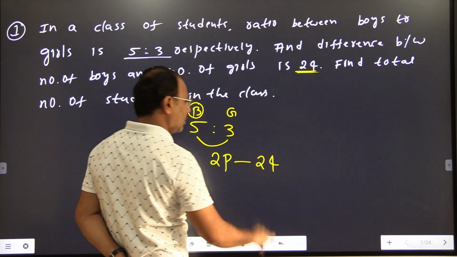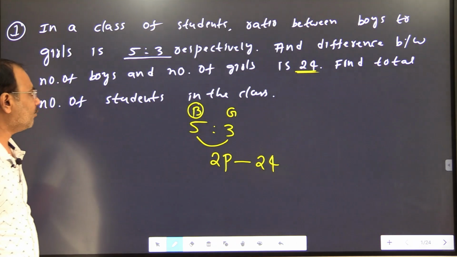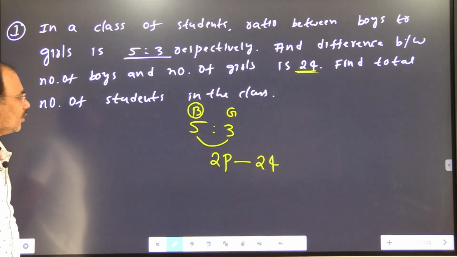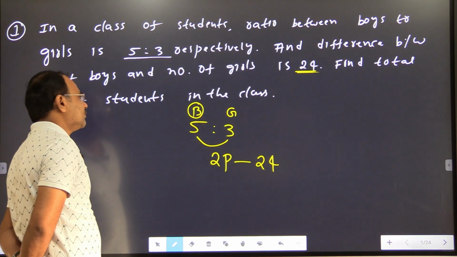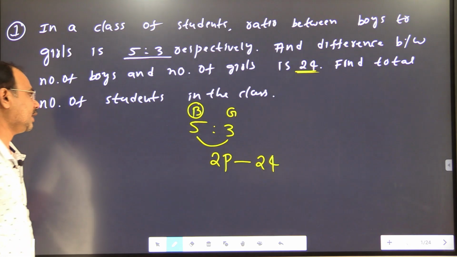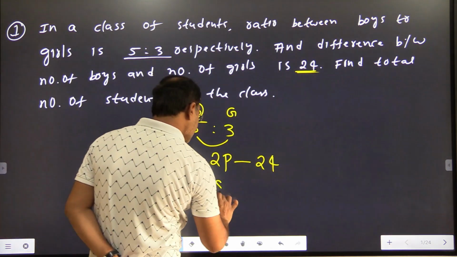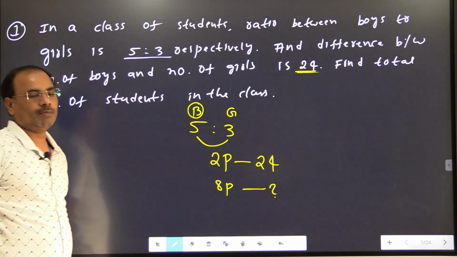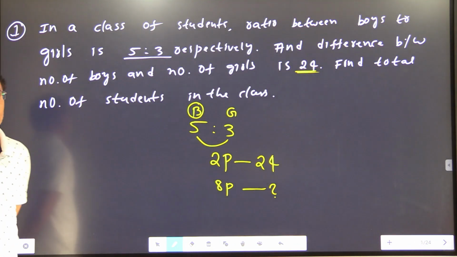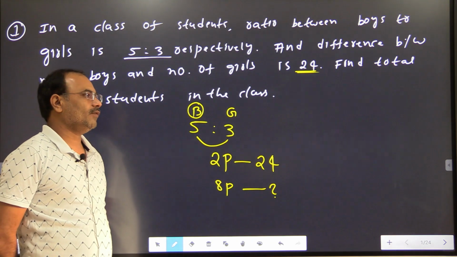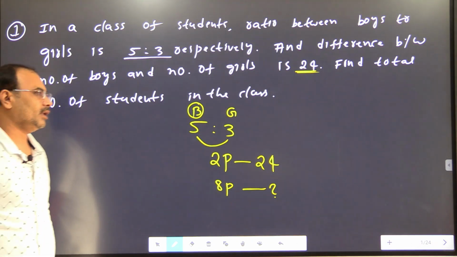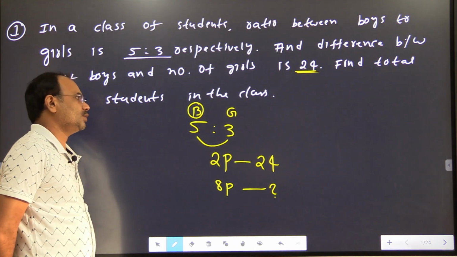If 2 parts are 24, then if you want to find number of boys, you have to take only 5 parts. If you want to find the number of girls, you have to take only 3 parts. But the question is to find the total number of students in the class. So I take 5 plus 3, 8 parts. To find only the number of boys, we take 5 parts. To find the number of girls only, you take only 3 parts. But in this question, he asked to find total number of students in the class.